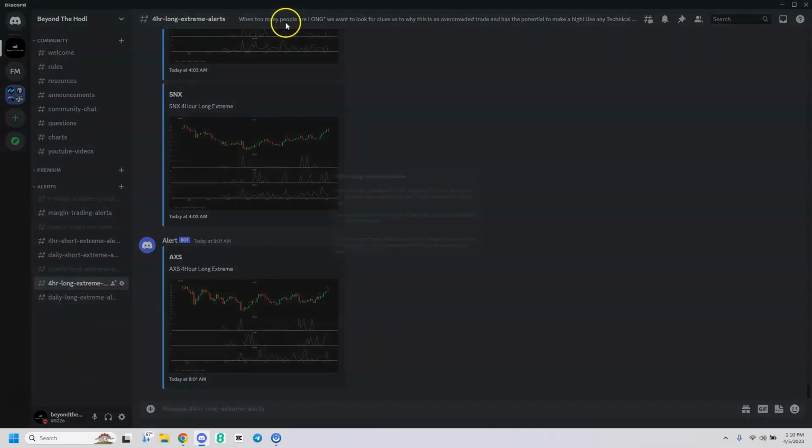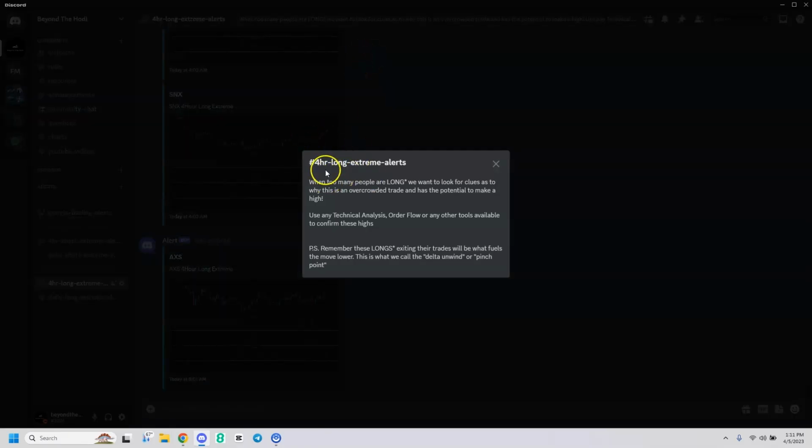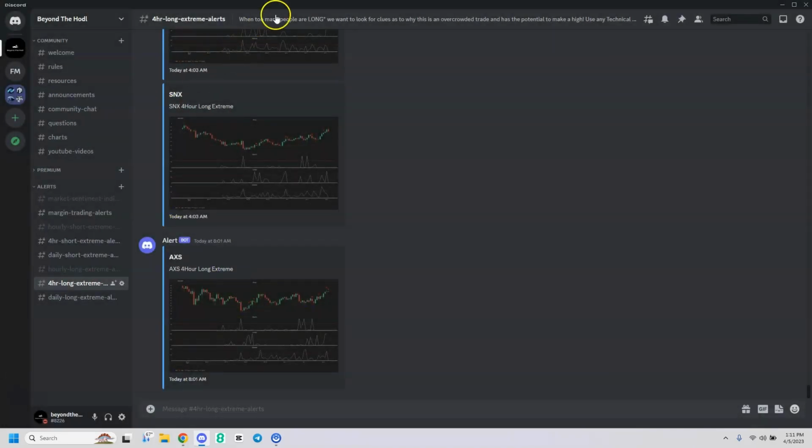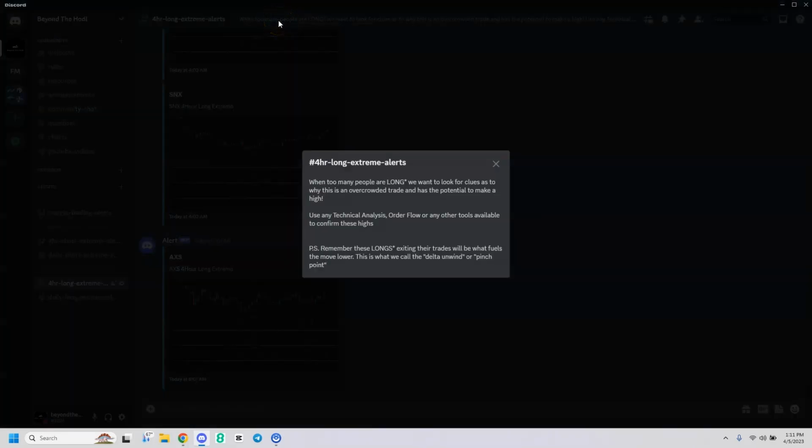Now the way this works, as you can see, if we go to the long ones, again, this is on a 4 hour. So every time I click on it, each chart will be a composite of the 4-hour time frame, as it says. So how do we use this, right? Well, when there's too many people long, we want to look for clues as to why the market is overcrowded, why this is an overcrowded trade and why it has a potential to make a high.